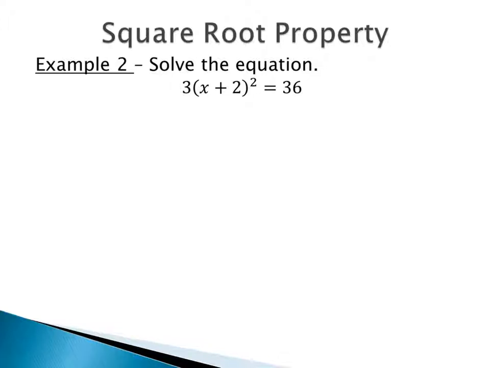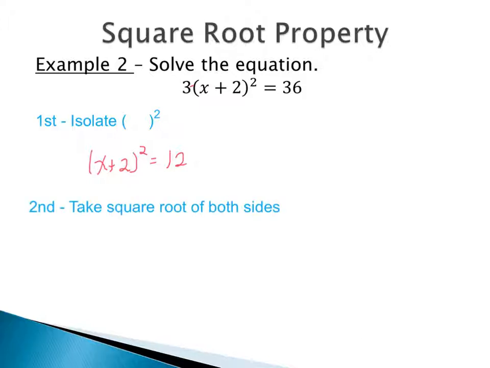So our first step here, similar to what we just did before, is that we want to isolate the quantity squared. So that means I need to move over the 3. Well, the 3 is being multiplied, so that means I'm going to have to divide both sides by 3, which means that we are just left with x plus 2 squared equals 12. Now, just like what we had before, in order to solve for x completely, we would need to take the square root of both sides.